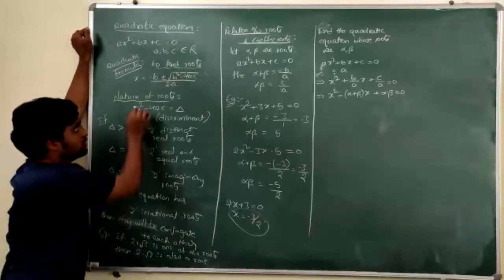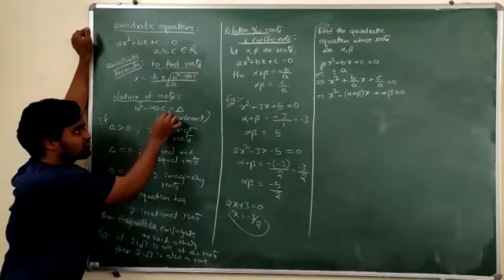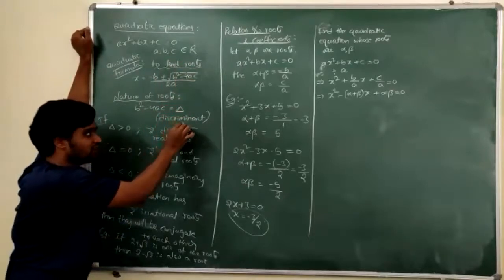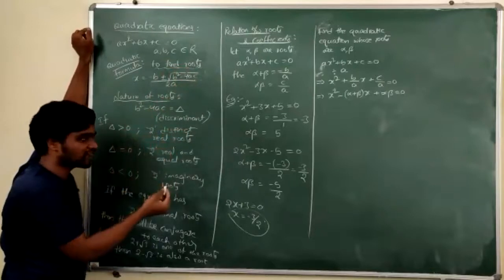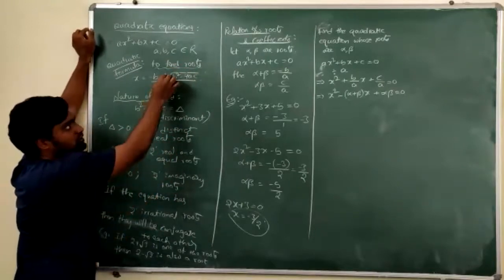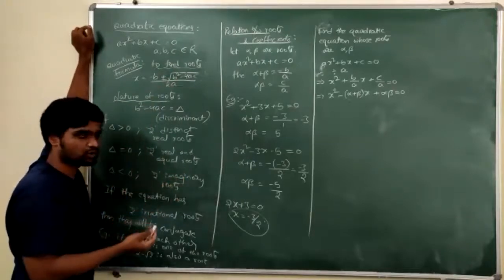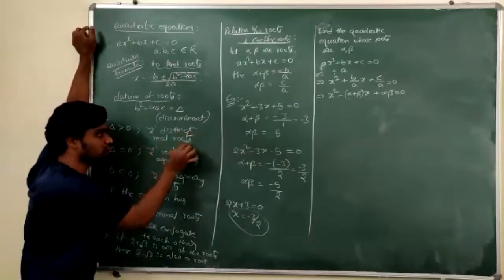Now, the nature of roots depends on the value inside the square root. So b square minus 4ac, let's call it delta, which is known as the discriminant. If delta is greater than 0, then we will have two distinct real roots. How? Because there is plus or minus here. Once you take plus, you will get a root. If you take minus, you get another root. So that is the reason for two distinct real roots.